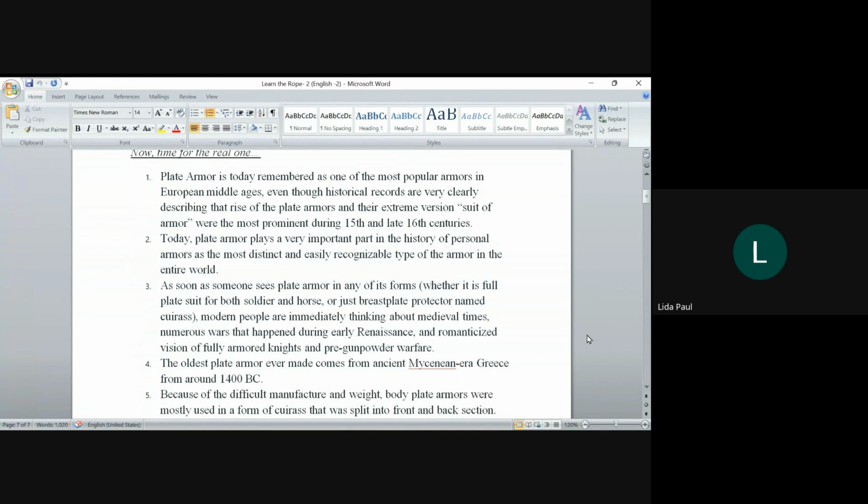Same thing. We're going to pick out the adverbs from this one as well. So plate armor, the first sentence: Plate armor is today remembered as one of the most popular armors in Europe in Middle Ages, even though historical records are very clearly describing the rise of the plate armors and their extreme version suit of armor, but the most prominent during 15th and late 16th centuries. Okay, so one long sentence. You can either work on it line by line, or look at it as a whole. Same task, pick out the adverbs.